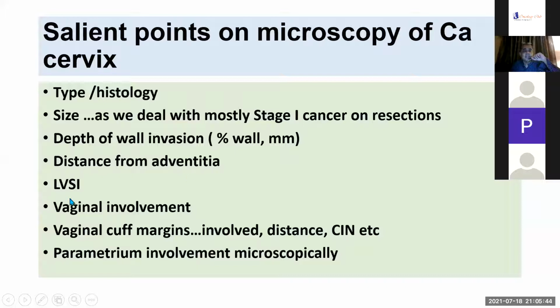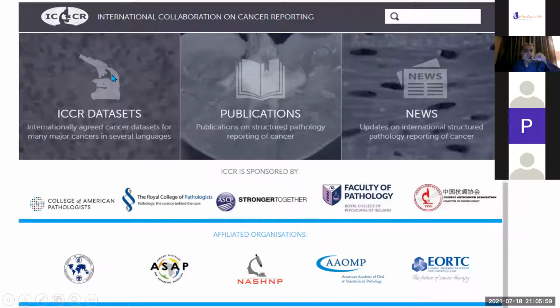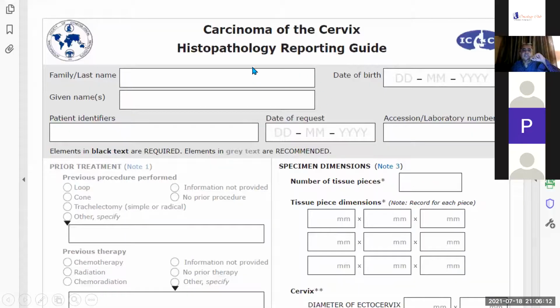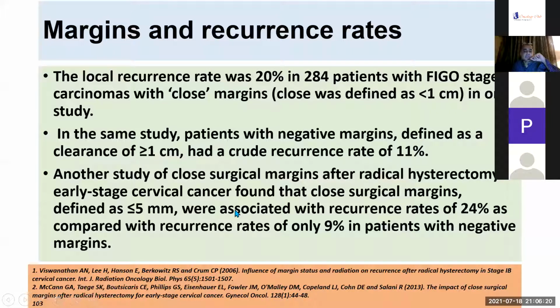Distance from adventitia. LVSI is extremely important. Many of the pathology reports which we come across do not mention it, and this is important for decision making, whether to give adjuvant radiotherapy or not to these patients. Vaginal involvement, the cuff margins, and the parametrium. So these are readily available in ICCR datasets, RCPath guidelines, and the CAP datasets. They are freely available on the websites, and you can download and use them in your practice when you are grossing the specimens. This is just to show the ICCR datasets. It is all tick box kind of guide, so you can easily use them in your practice.